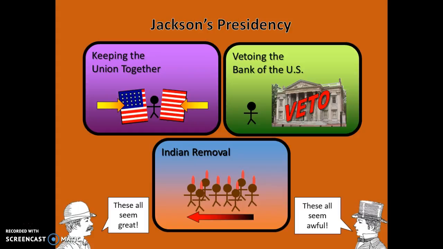And let's not forget Farmer McPoor over there, who says, oh man, he's a big supporter of Jackson. All this seems great. And of course, Mr. Featherbottom, who thinks all this seems awful.